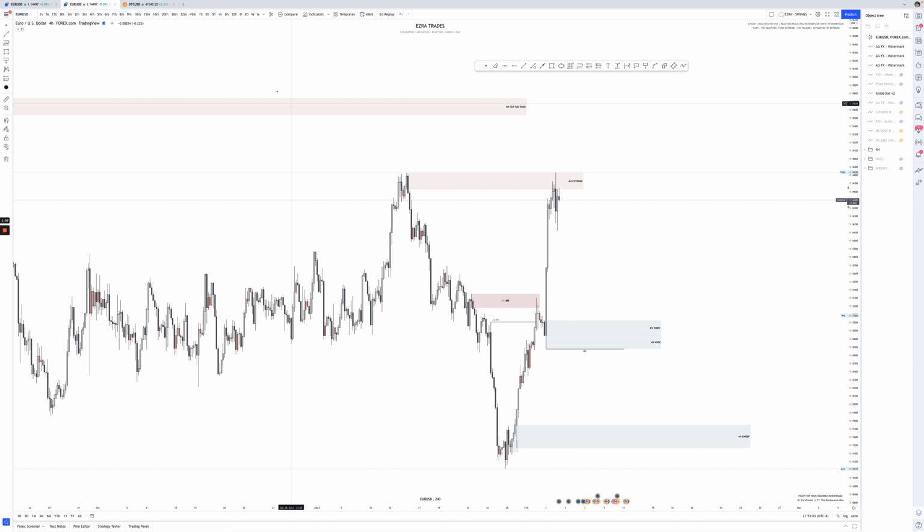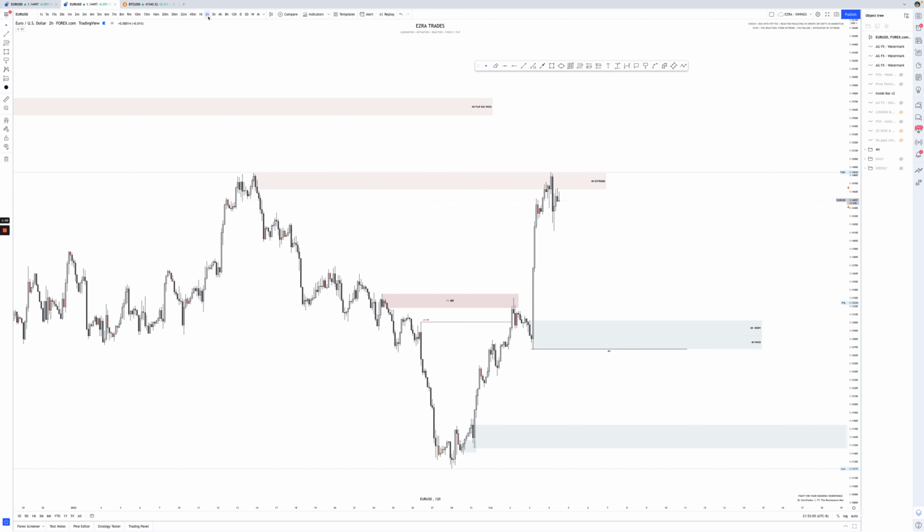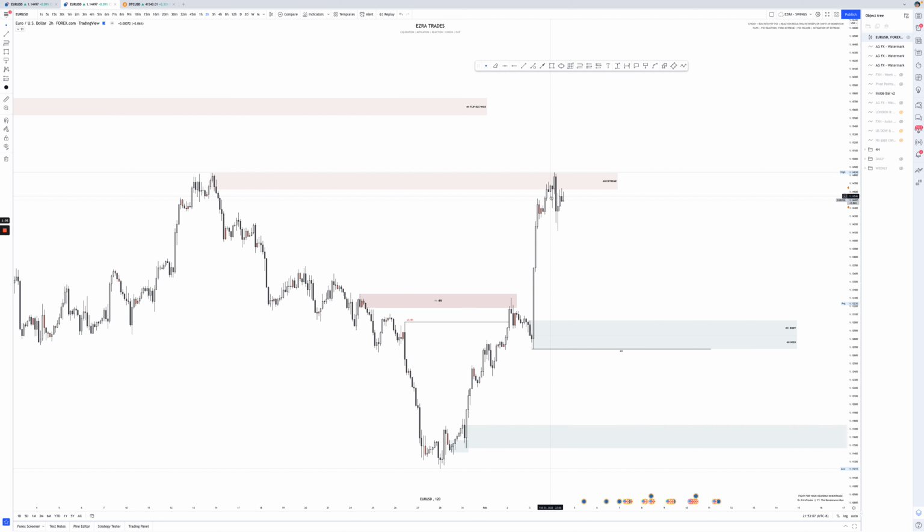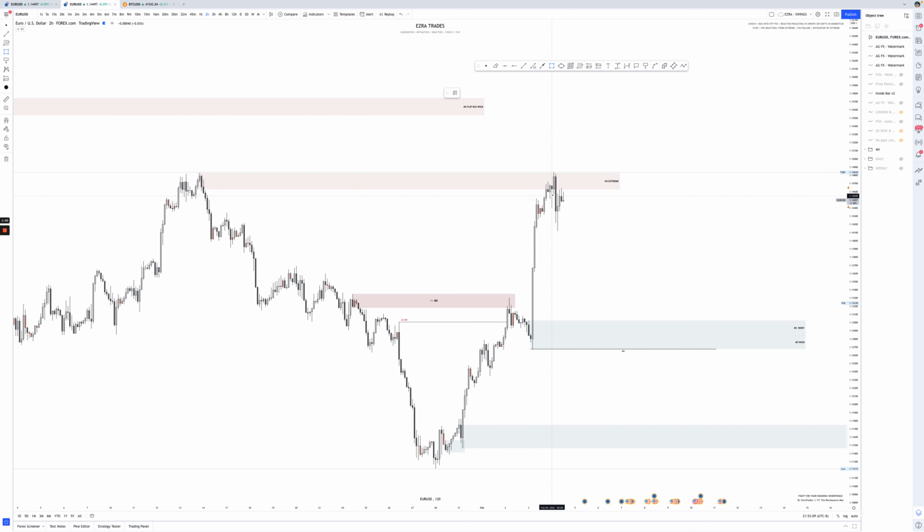Here we have one long wick. Let's go down 2 hours. Here, this looks pretty clean on the 1 hour actually. This is a buy to sell that got engulfed, right? So actually, I think I can do something with this one.